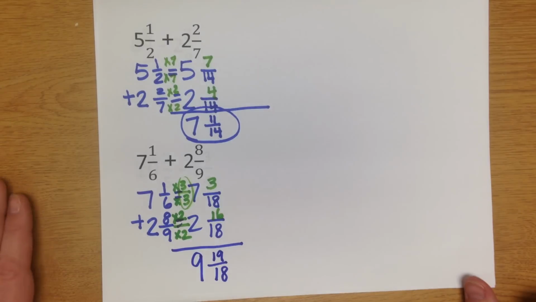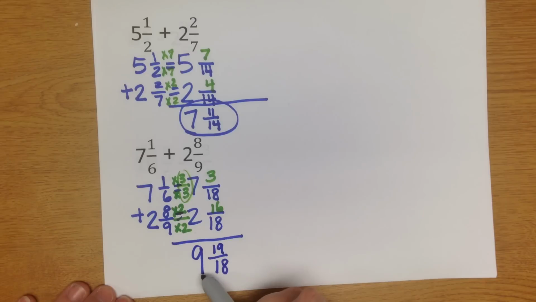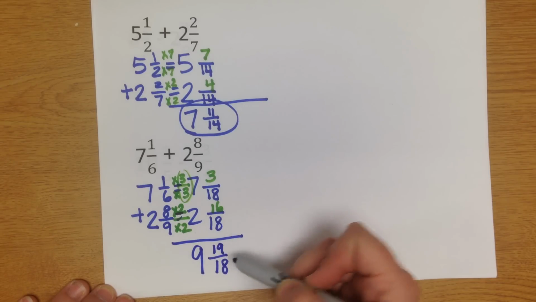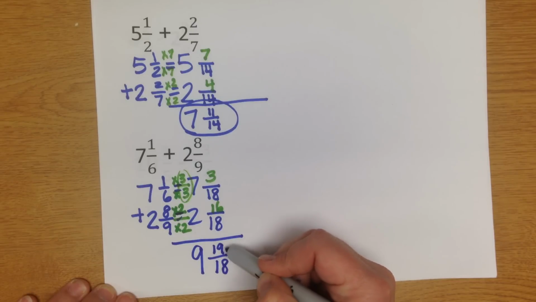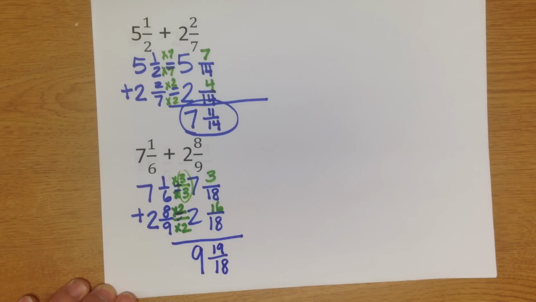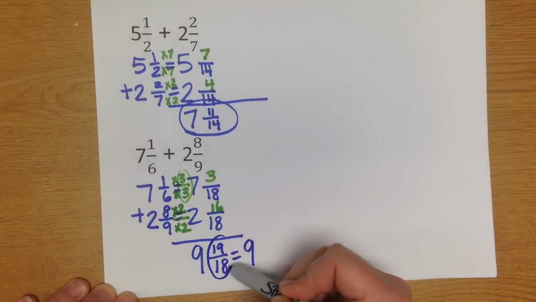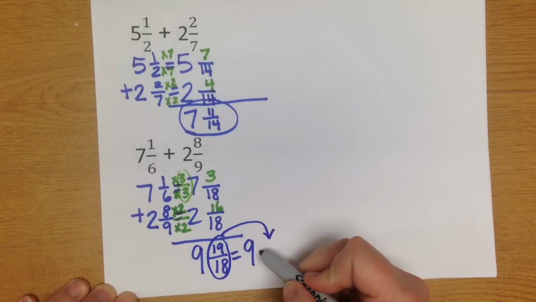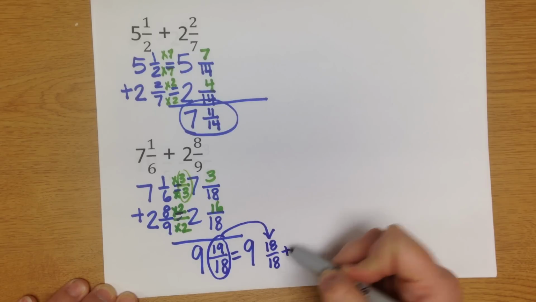Now, when we go to the simplifying step this time, we notice that there's something interesting going on. 9 wholes and 19/18. Well, 19/18 is an improper fraction. So simplifying 19/18 would mean turning this into a mixed number. But we already have 9 wholes here. So watch this. I'm going to copy my 9 wholes. Now 19/18, I'm going to decompose it. 19/18 is really 18/18 plus 1 more 18th.